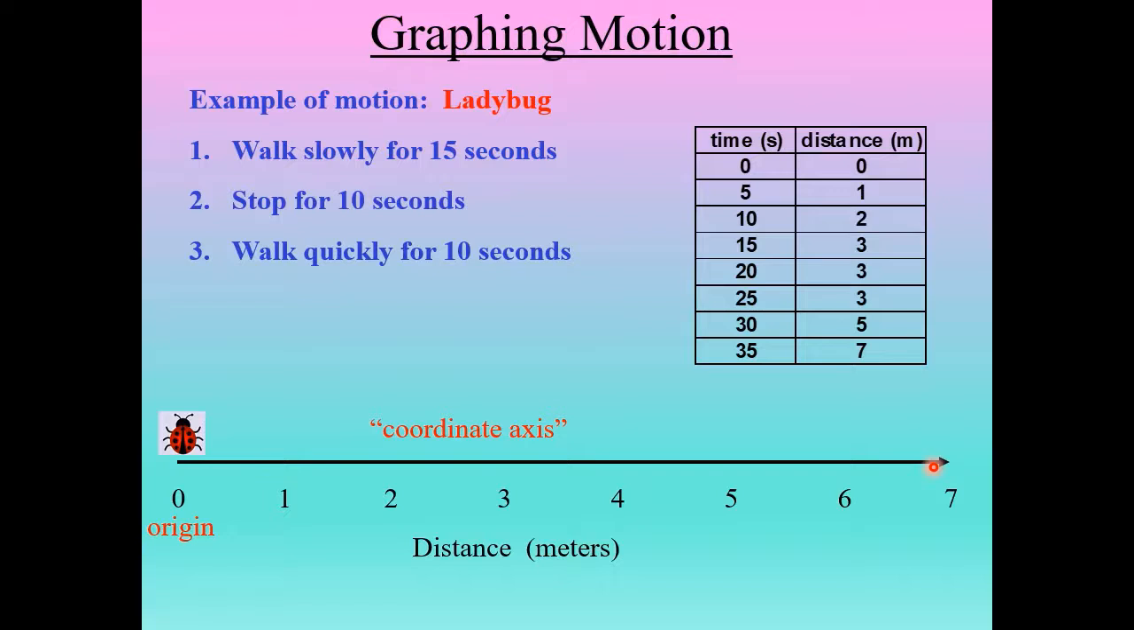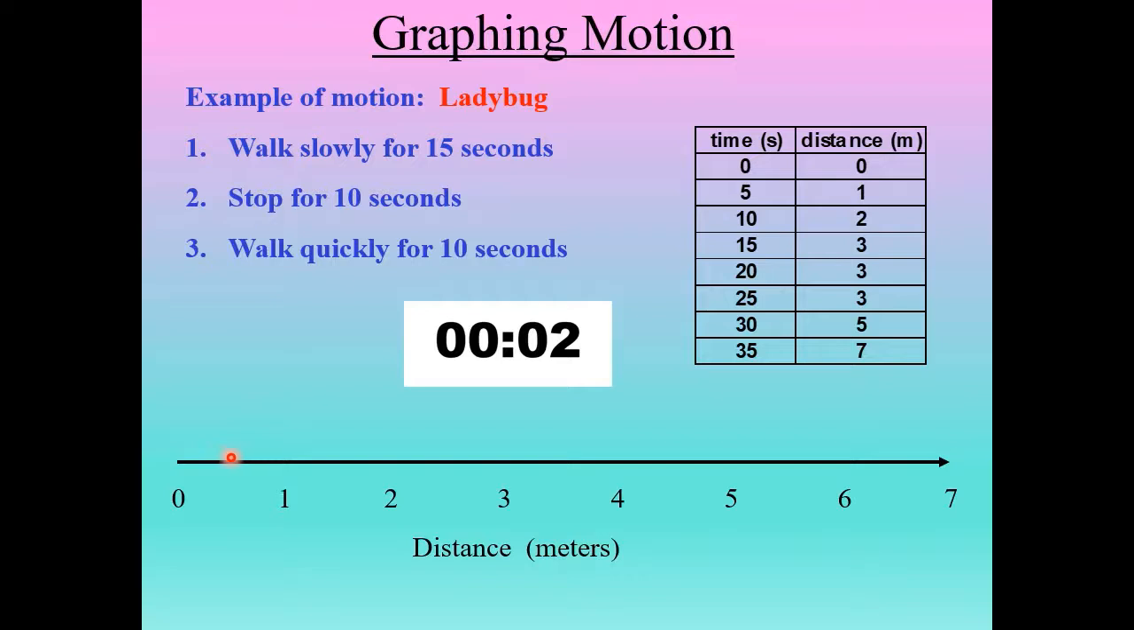So what we're going to do here is have the ladybug act out this motion here. She's going to walk slowly for 15 seconds. She's going to stop for 10 seconds, and then she's going to walk quickly for 10 seconds, and we're going to record on every 5-second interval here, we're going to record her position here. So let's go ahead and get started with our ladybug moving.